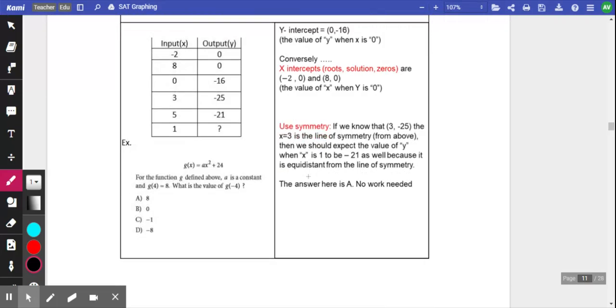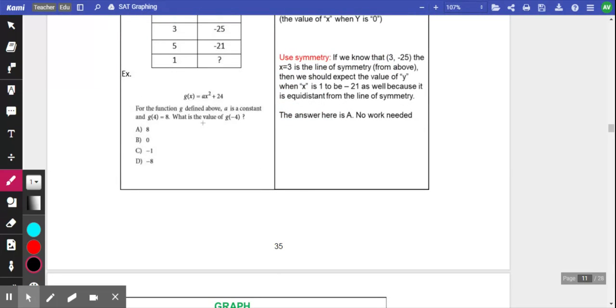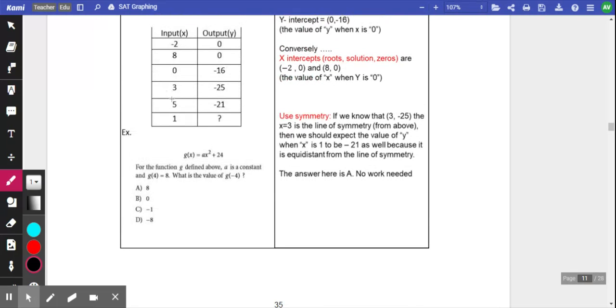Yeah, so it says for the function g defined above, a is a constant and g of 4 is equal to 8. What is the value of g of negative 4? So that's what it's trying to find.